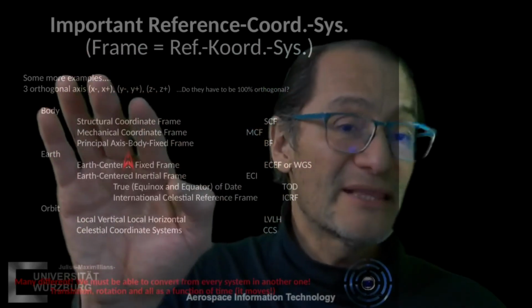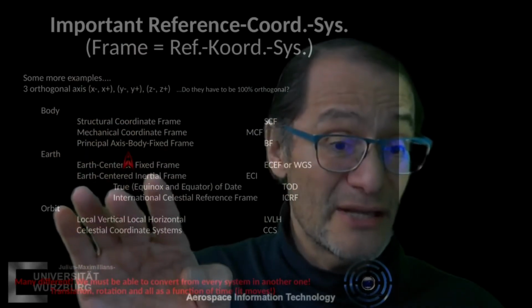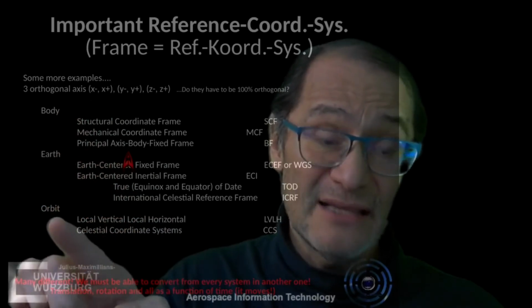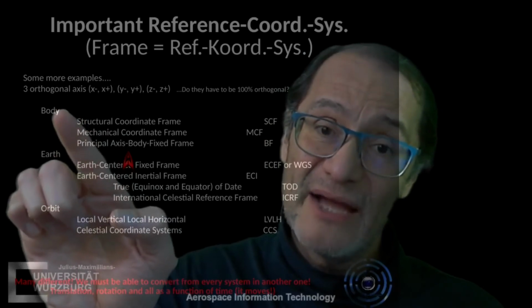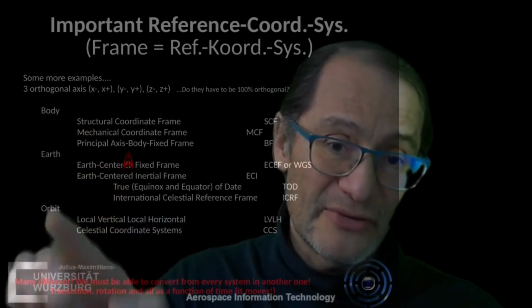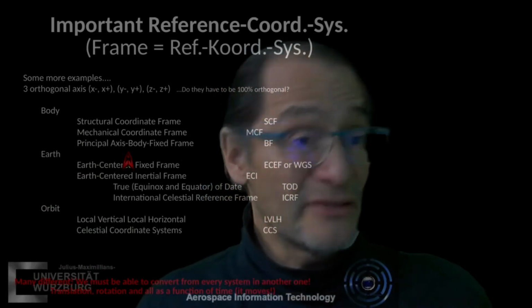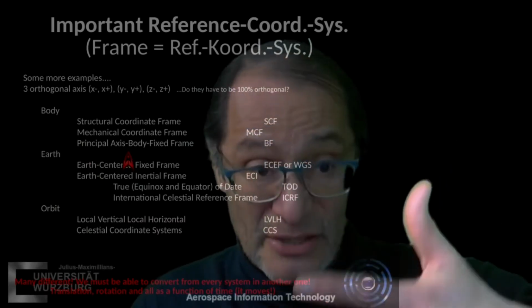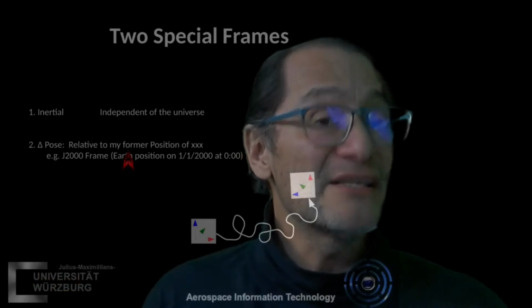But remember, these three groups are very important to keep in mind because we are doing a lot of things with body coordinate frames, Earth coordinate frames, and orbit coordinate frames, and we shall be able to transform any point from here to here or to here, or in the other direction. And the transformation is nothing more than a translation and a rotation.